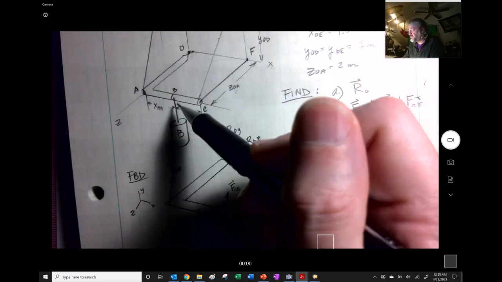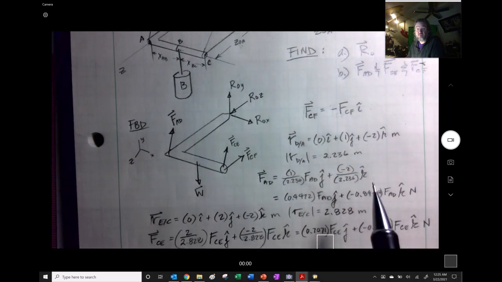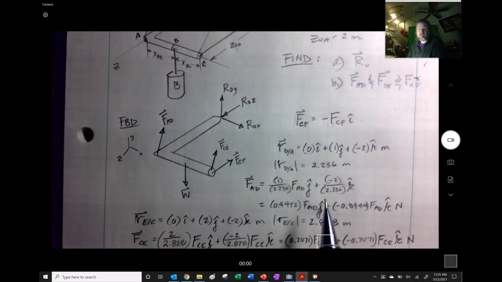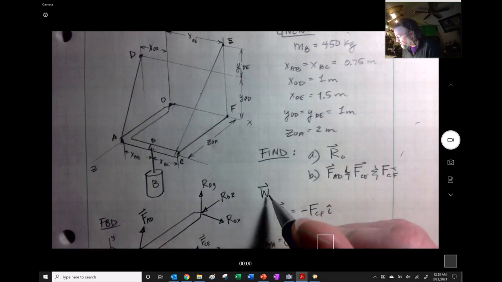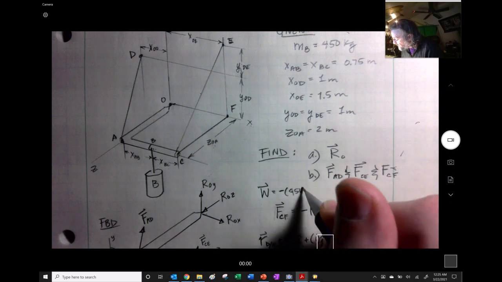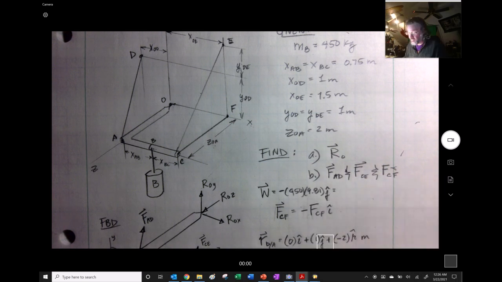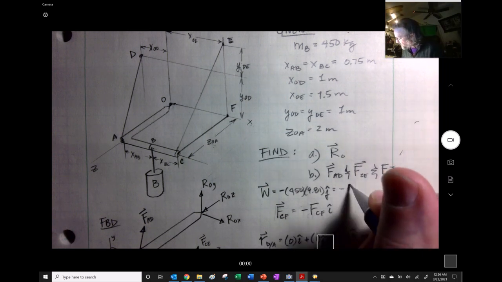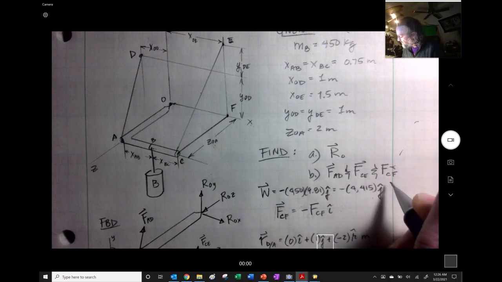Now we have to go to B, right? So we have where that load is going to be taking place. But we didn't put that. We didn't write down what that was. Let's write it up here. W is going to be negative 450 times 9.81 J. So that's 450, 9.81. So that's going to be a negative 4,415 J newtons.